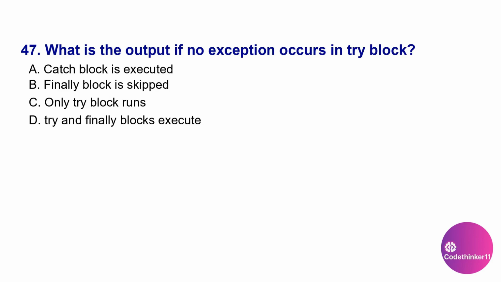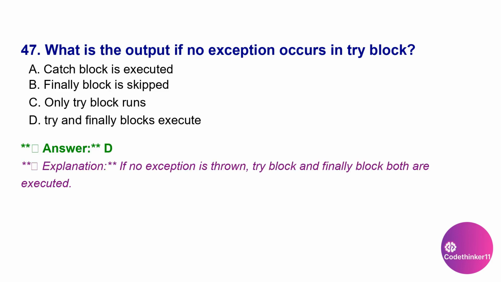Question 47. What is the output if no exception occurs in try block? Option A. Catch block is executed. Option B. Finally block is skipped. Option C. Only try block runs. Option D. Try and finally blocks execute. The correct answer is option D. Explanation. If no exception is thrown, try block and finally block both are executed.